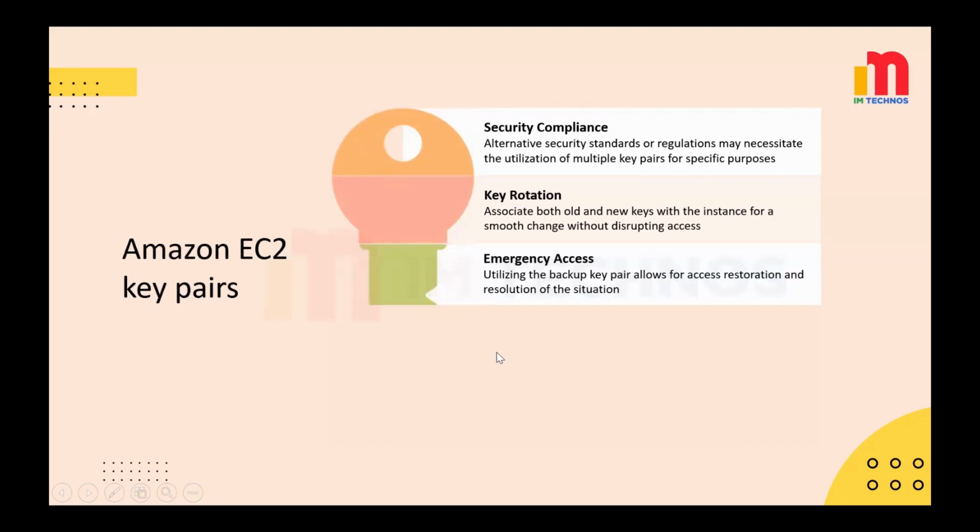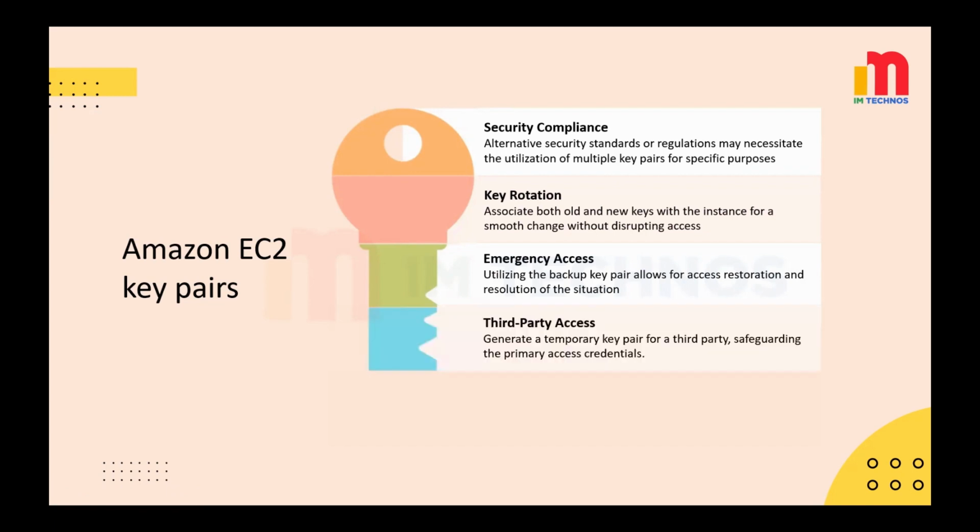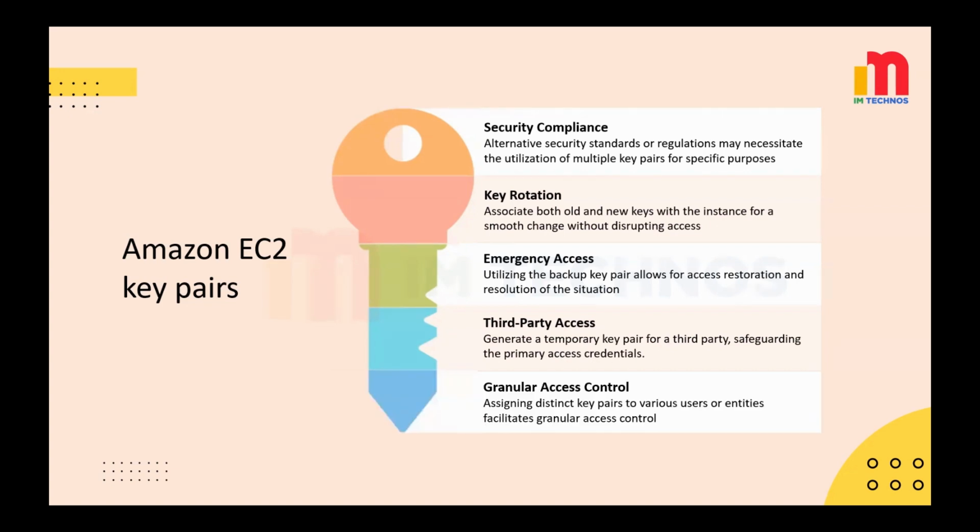Emergency access: having a backup key pair can act as a contingency plan. If you lose access to the primary key pair, you could use a backup key pair to regain access and rectify the situation. Third-party access: if you need to grant temporary access to a third party, say a consultant or a vendor, you can create a temporary key pair for them without compromising the primary access credentials. Granular access control: different key pairs can be assigned to different users or entities, allowing for granular access control.